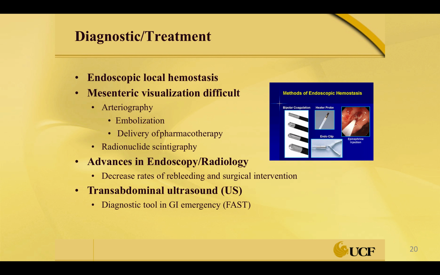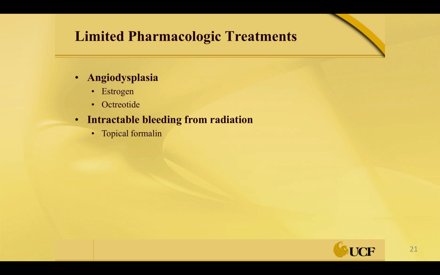So, all this is done under interventional radiology using radionuclide scintigraphy. Advances in endoscopy and radiology have decreased the rates of rebleeding and surgical intervention. Also, the use of transabdominal ultrasound is a good diagnostic tool in GI emergency. This is the FAST. If we see blood under ultrasound, especially in the Morrison pouch, we can suspect GI bleed, and in the event of that, surgical consult should be placed immediately.